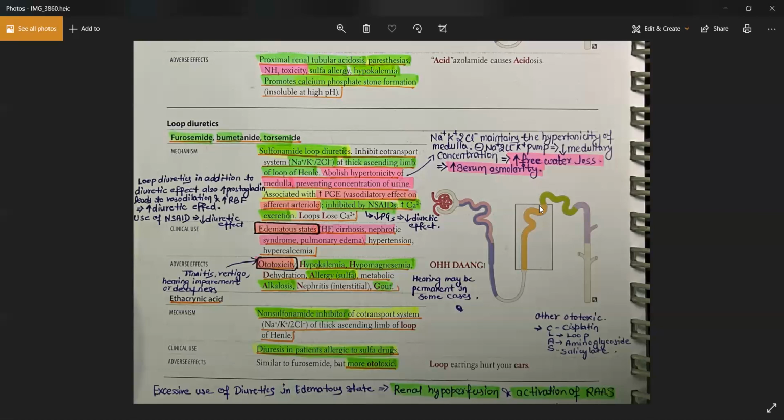Because of low volume, you're losing volume. That happens at a very late stage, not initially. Because the fluid will follow the sodium. So in the intravascular system, we will have low volume that will activate the RAS.